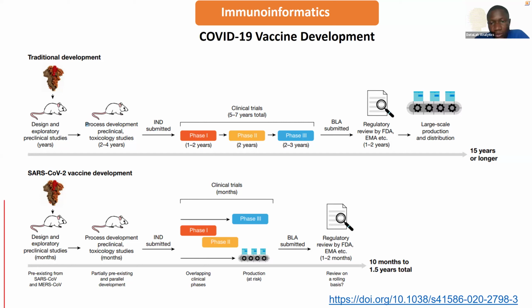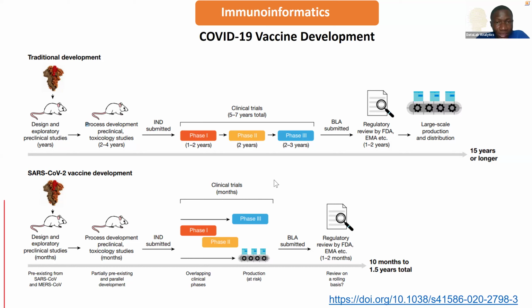But with a vaccine molecule in the market within 10 to 15 years. So this is the approach. You design exploratory preclinical studies. You use pre-existing information about SARS-CoV-2 and MERS-CoV to design the drugs, and then you process it, you submit to R&D, then phase one, phase two.